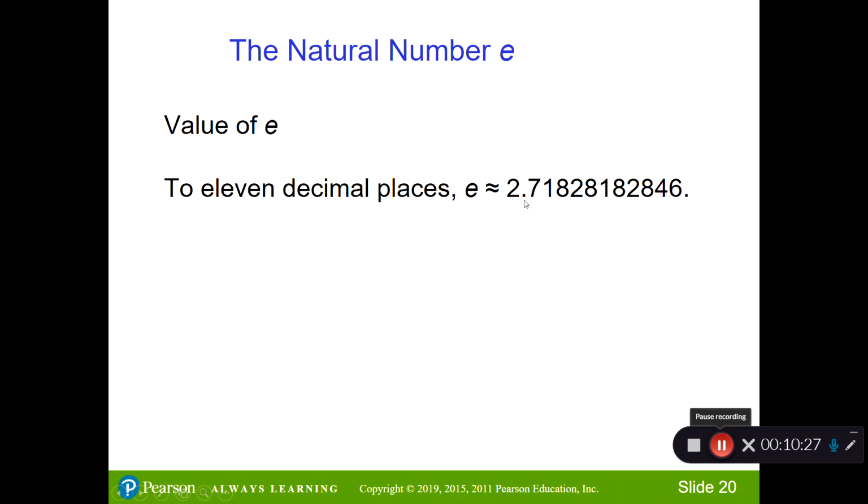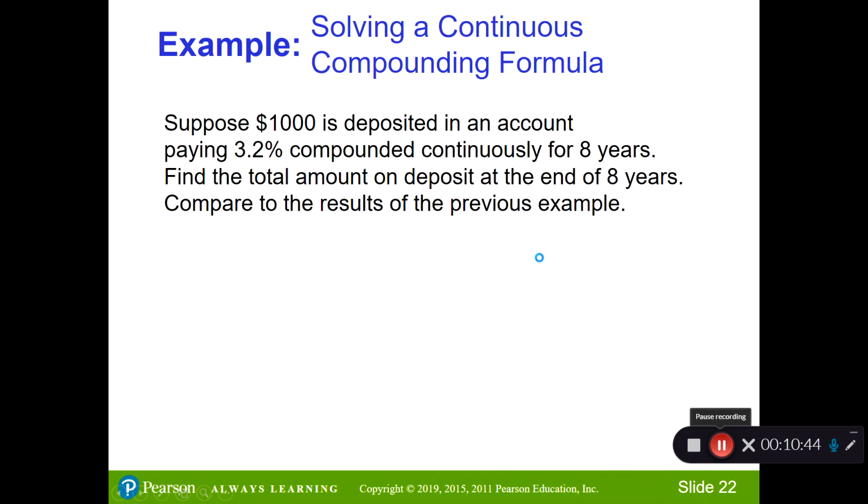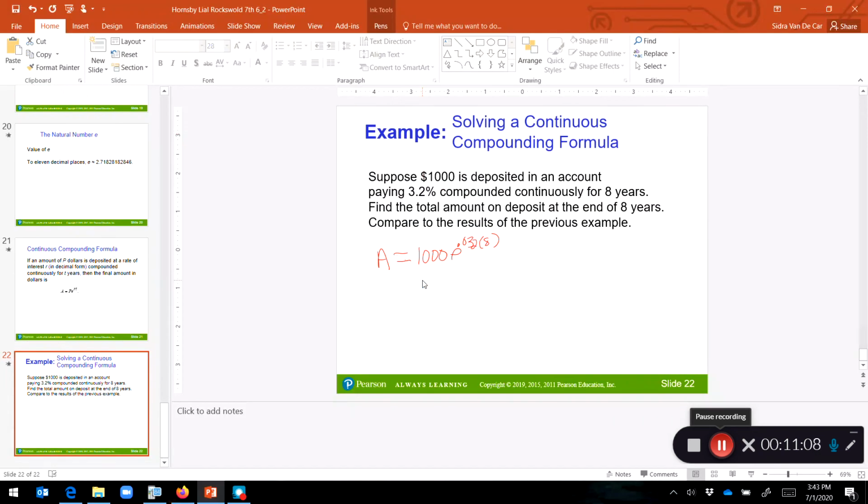Now, e is an irrational number, just like pi is an irrational number, 3.14-ish. e is 2.71828, and so on. We use e in continuously compounded interest. It's principal times e to the rate times time. If $1,000 is deposited in an account paying 3.2% compounded continuously for 8 years, all right, so we're compounding continuously. The amount in the account will be the principal, 1,000, times e to the rate, which is 0.032, times 8 years. So again, I'm going to go to my calculator to figure that out.